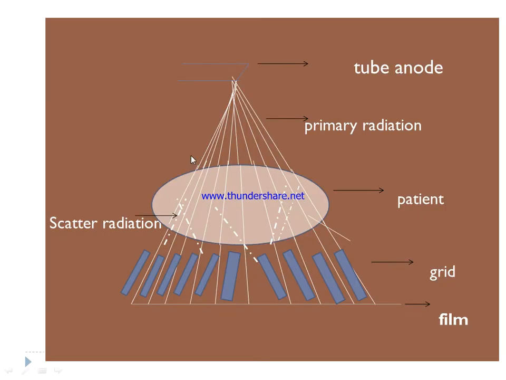There is a grid diagram which shows the X-ray tube, with the anode, and the radiation emitted from the X-ray tube is called primary radiation. This is the patient, and below the patient is the grid, and below the grid is the film. The dotted lines show the scatter radiation which scatters from the patient. And these are the lead strips used in the grid.